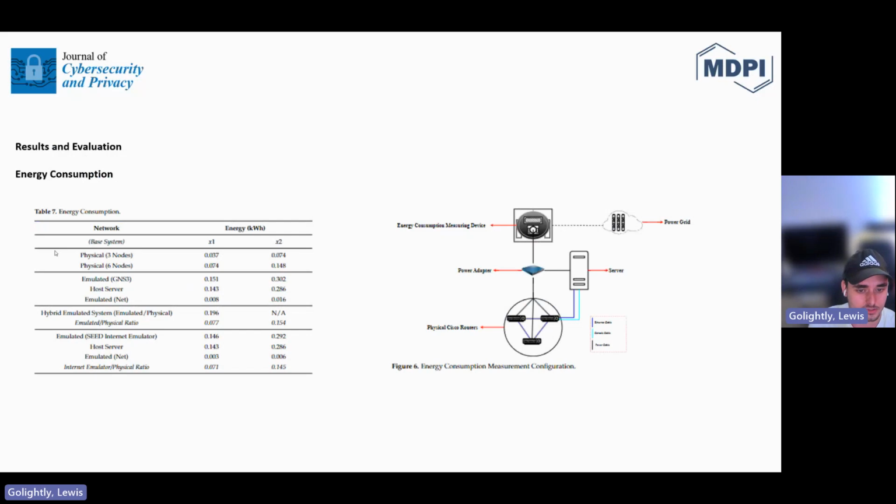When looking at the energy consumption table, we can see that SEED Internet Emulator, again, significantly outperforms GNS3, the distributed system, and the physical devices, which is a current trend within this study.